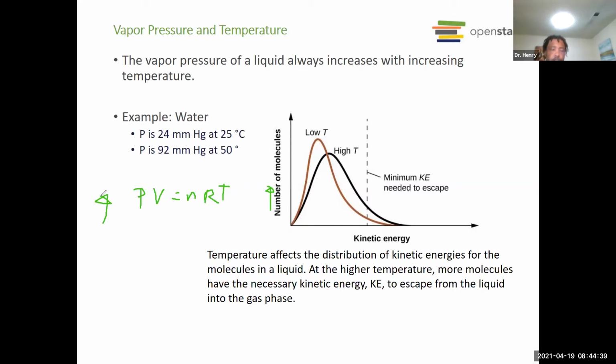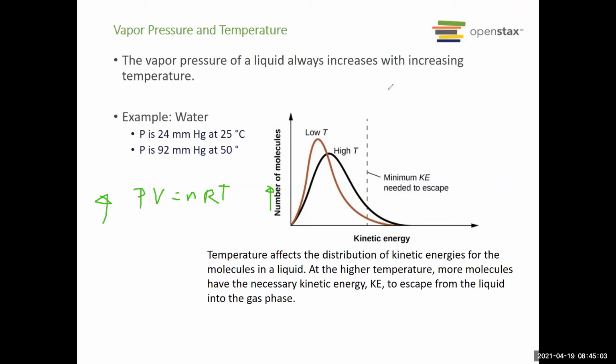And also, if you think about it in terms of motion and movement, if you're putting energy into that system by adding heat, you're causing the molecules to move faster. That means they're going to have the possibility of breaking away and going into the gas phase, from the liquid phase to the gas phase. Make sense? Yeah. Okay.